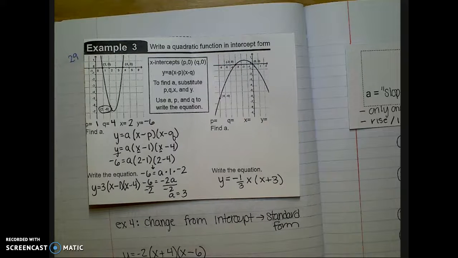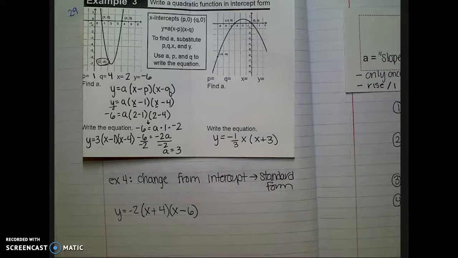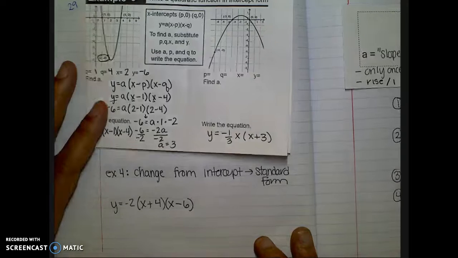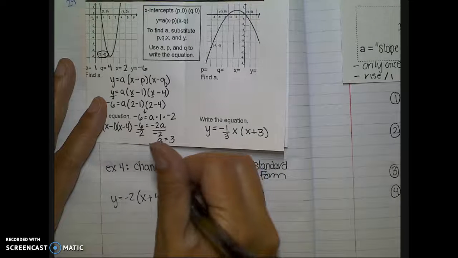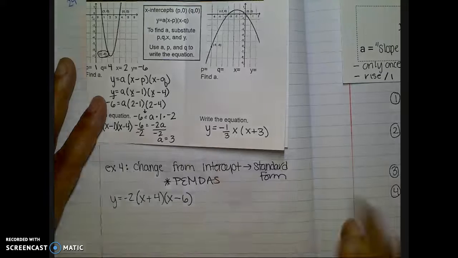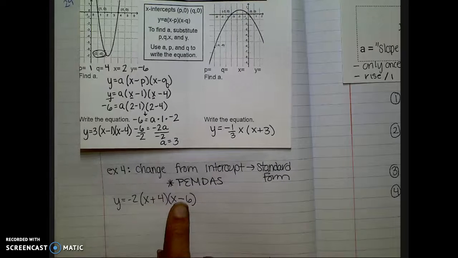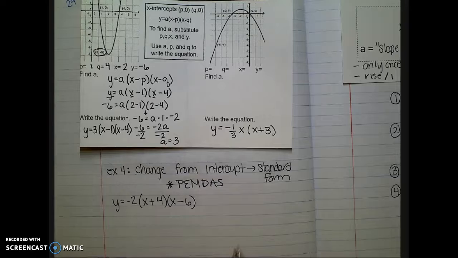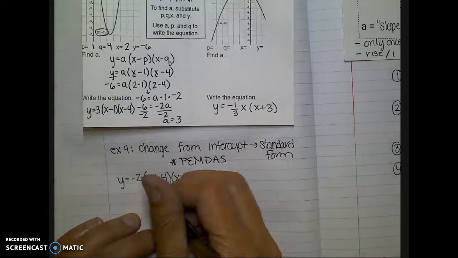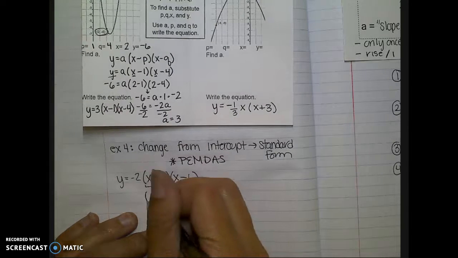Now last but not least, the one that we had to cover up said to change from intercept form to standard form. So that was like the last example that we did yesterday, which basically just means do PEMDAS, like follow order of operations to simplify. Okay, so in the parentheses, I can't do what's there. You don't have any exponents, so I'm just going to multiply. And we have these two right here that we should multiply in a special way by doing FOIL.